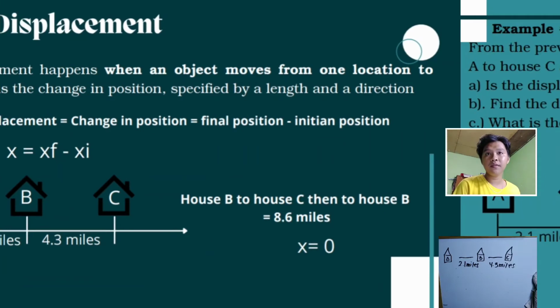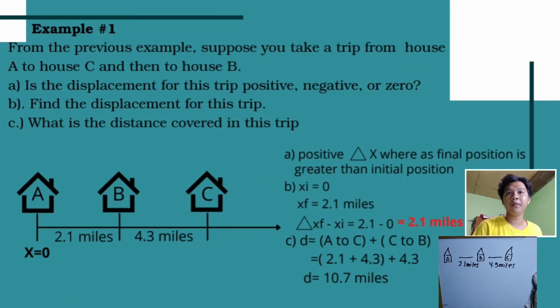So, let's move to the example. Example number 1. From the previous example, suppose to take a trip from house A to house C, then house C to house B. A. Is the displacement for this trip positive, negative, or 0? B. Find the displacement for this trip. And last, C. What is the distance covered in this trip?